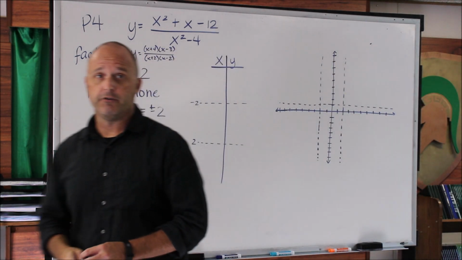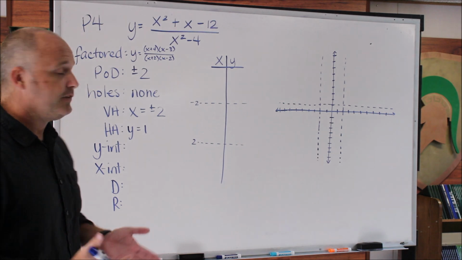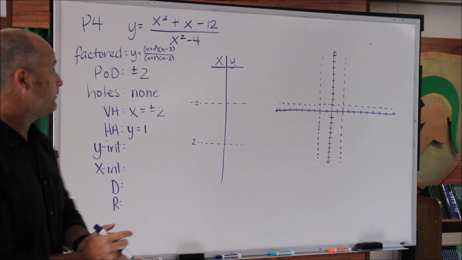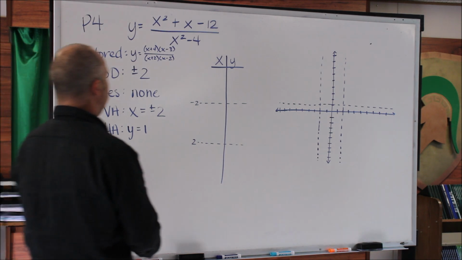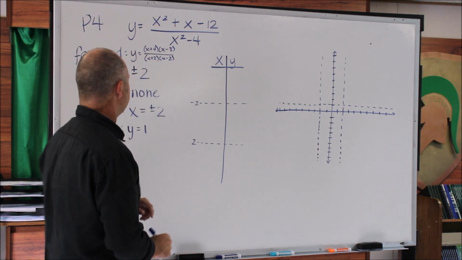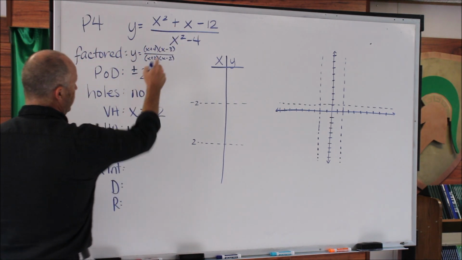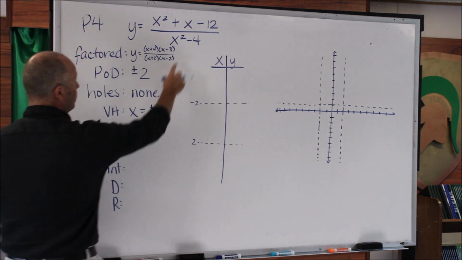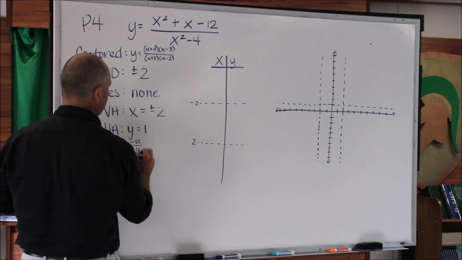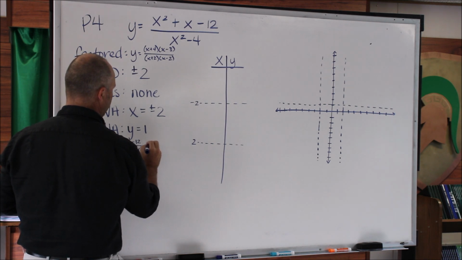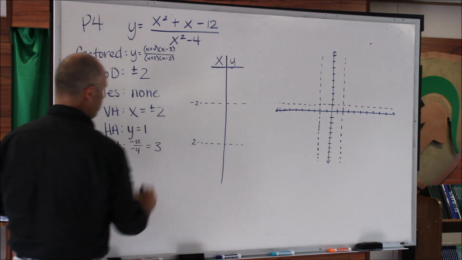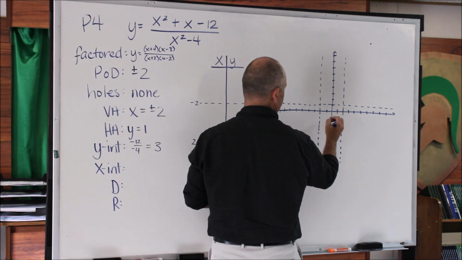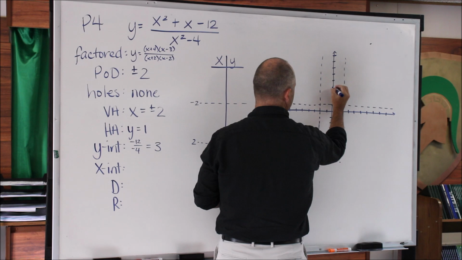Now looking for the y-intercept. Remember that the y-intercept is simply the value of y when x equals 0. So plug in 0 for each of your x's. You get 0 plus 0 minus 12, so negative 12, over 0 minus 4, negative 4. So I know that the y-intercept is going to be at 3. I can come over here and graph 3 on here.